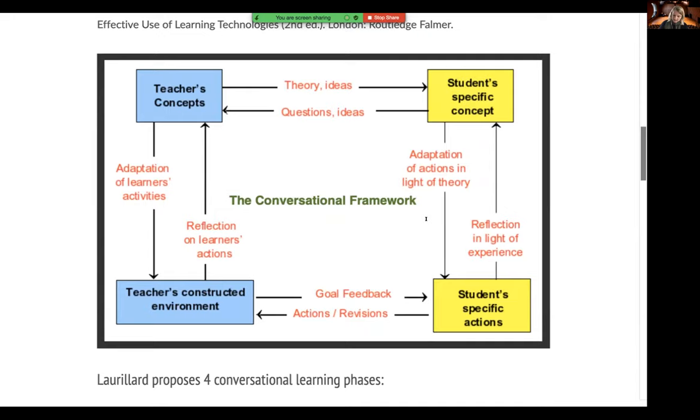And it sort of helps with their demonstrating their learning and understanding. And Laurillard talks about this two-way dialogue between the student and the teacher at each of these conceptual levels. So you can see in this diagram, the arrows going both ways between each of the boxes, which talks about this two-way process.